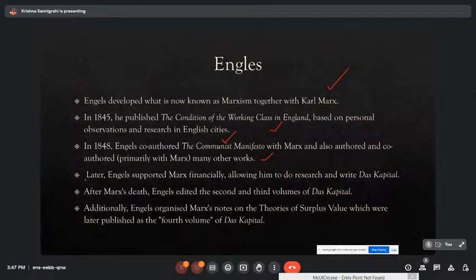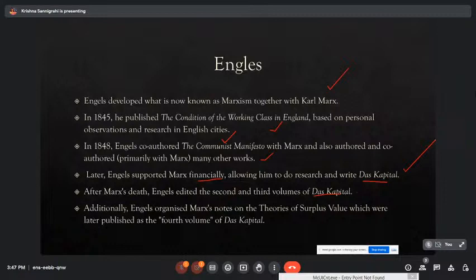Now, later, Engels supported Marx financially, allowing him to do research and write Das Kapital. And after Marx's death, Engels edited the 2nd and 3rd volumes of Das Kapital. And this book also is very, very important for your Marxist theory.